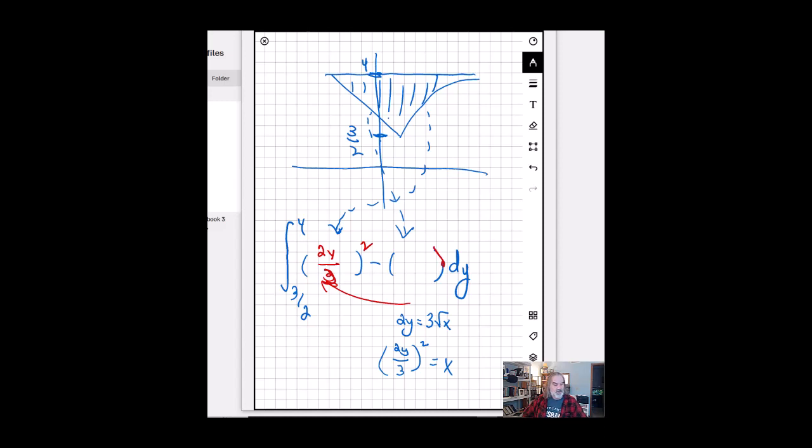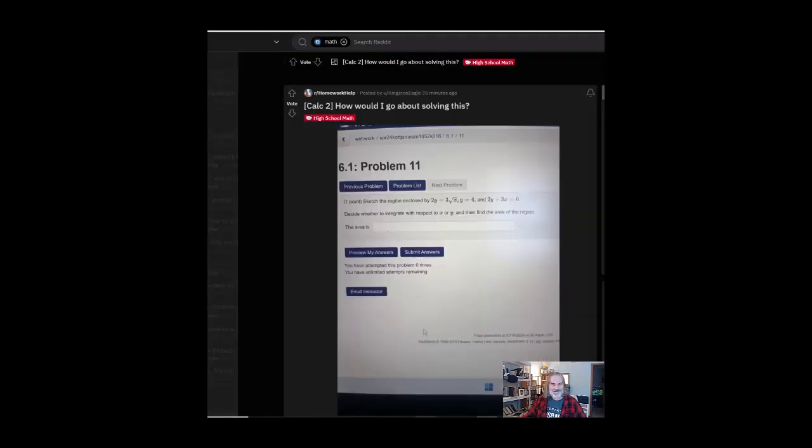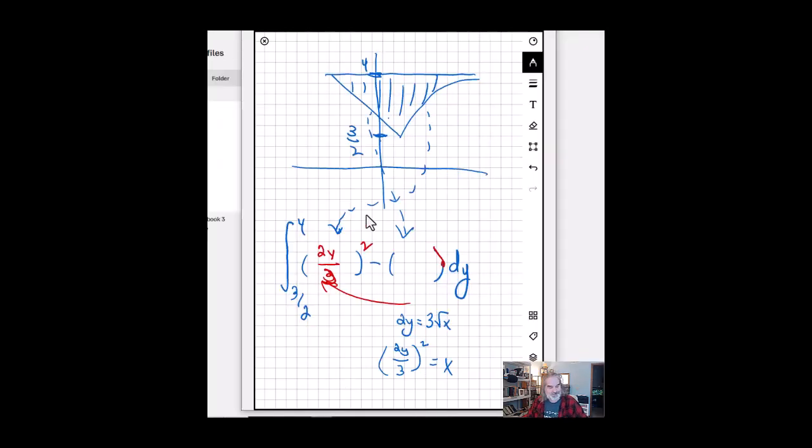And then for the sloped line, the original function there was, I gotta go recapture it, 2y plus 3x equals 6. Or in other words, 3x equals 6 minus 2y, or x equals 2 minus 2/3 y. And again, sloppy, but there it is. So that is the integral that needs to get solved.